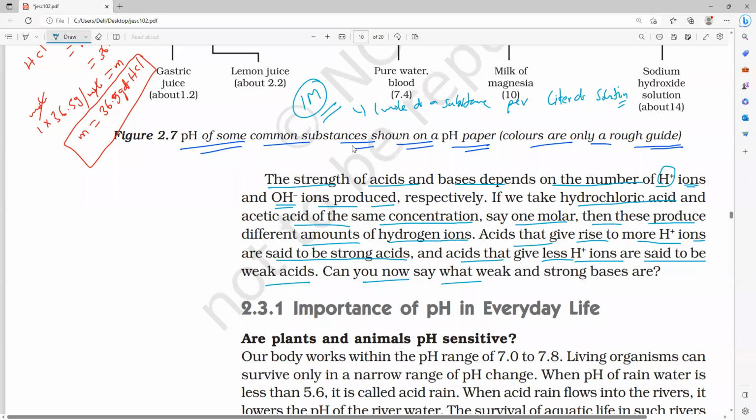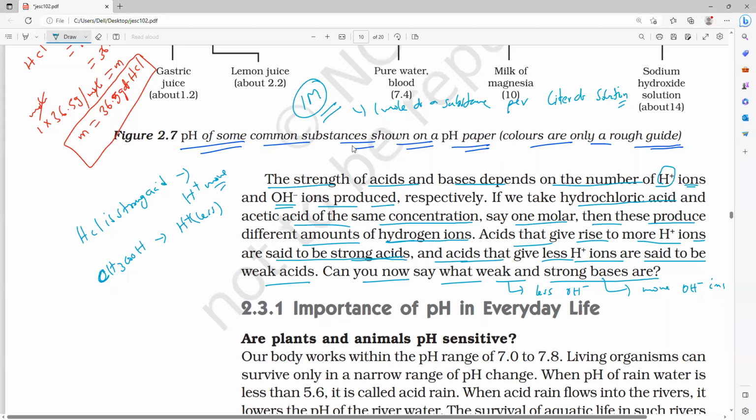So can you now say what weak and strong bases are? Weak bases are those which produce fewer OH minus ions. Strong bases are those which produce more OH minus ions. Now, which is the strong acid, HCl or acetic acid? HCl is the strong acid, because it will produce more H plus ions. Next, acetic acid. What is the formula of acetic acid? CH3COOH. It will produce fewer H plus ions. That is what you have to remember.